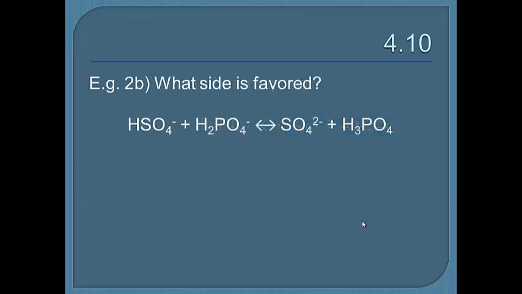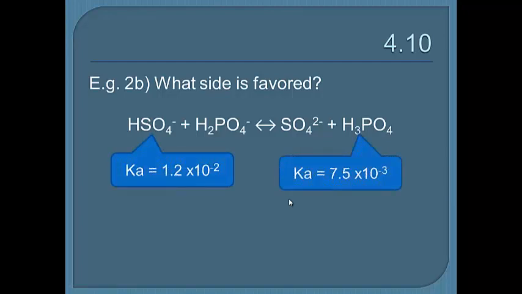Continuing on the same question, here is that same equilibrium from before. We're asked what side is favored here. Well, in this question, you might quickly look at H3PO4 as one of our acids and say that, hey, it's got 3 H's and it doesn't have a negative charge, so it's got to be a stronger acid than HSO4-. But we cannot quickly jump to that conclusion. What we have to do is look at our Ka values again. Looking at our Ka values, we see that HSO4- is the stronger acid.